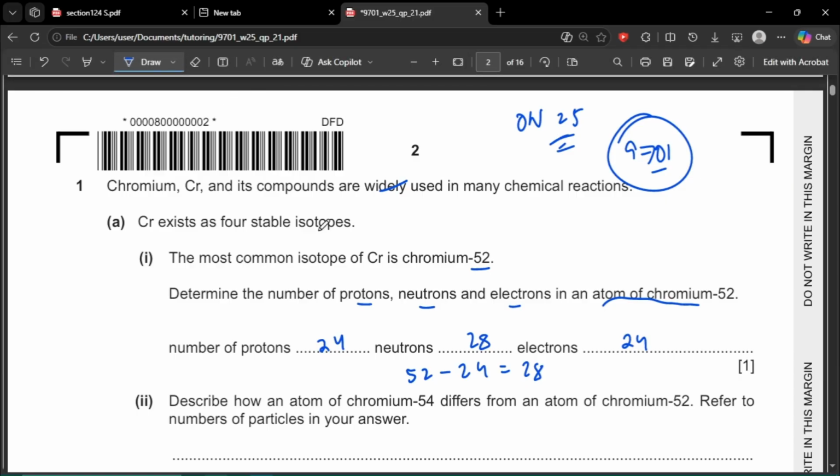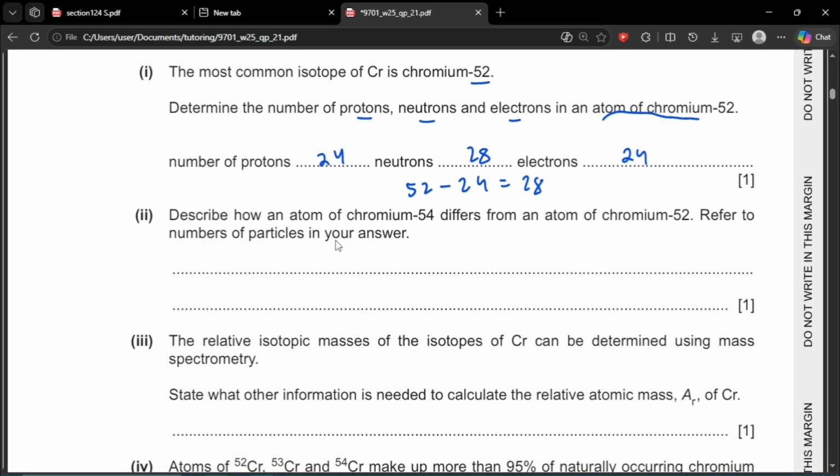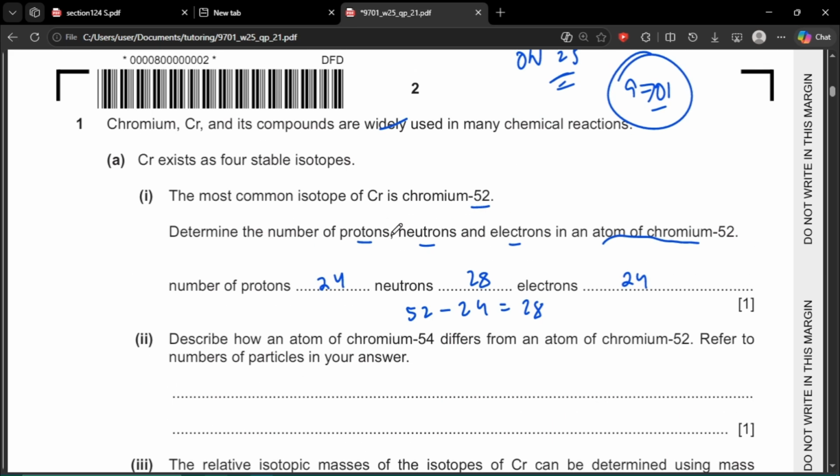After this, the next question is: describe how an atom of chromium 54 differs from an atom of chromium 52. Refer to the number of particles in your answer. Now, in the overall question, it said chromium exists as isotopes, right?